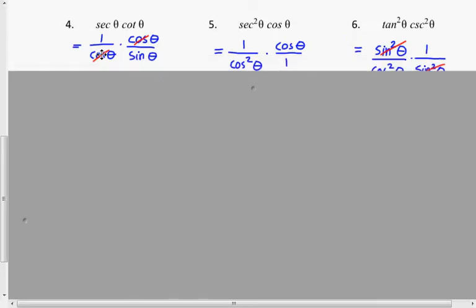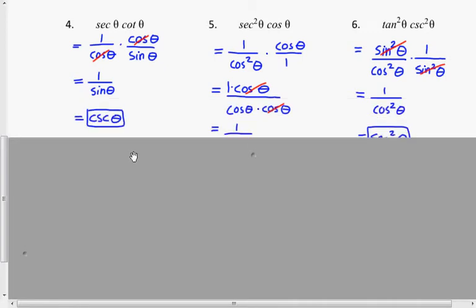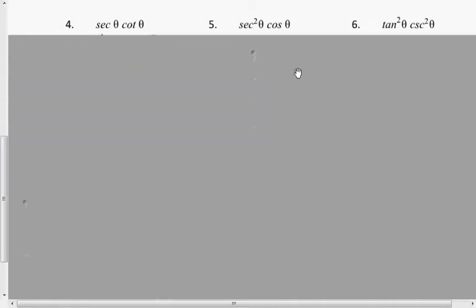And if I multiply those two fractions, I can see that my cosines are going to cancel. And so I end up with 1 over the sine, which is equal to the cosecant of theta. So that's it for number 4. For number 5, I'm using the same strategy, change things to sines and cosines.